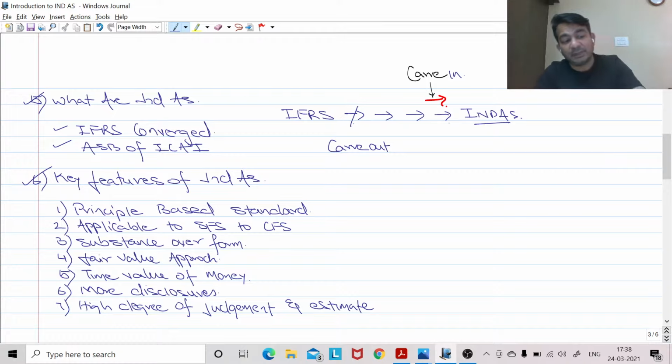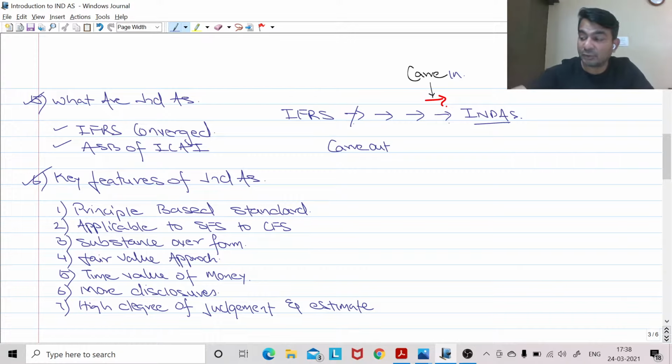So, in IND AS, there's a lot of reliance on something known as the fair value approach. Guys, it also takes into consideration the time value of money. In a lot of chapters we keep calculating time value of money as well, something like lease, IND AS 116. Guys, we require more disclosures, and it also requires a higher degree of judgment and estimation.